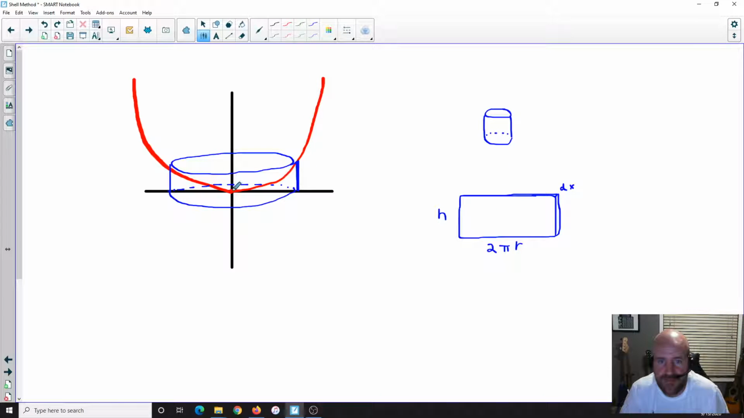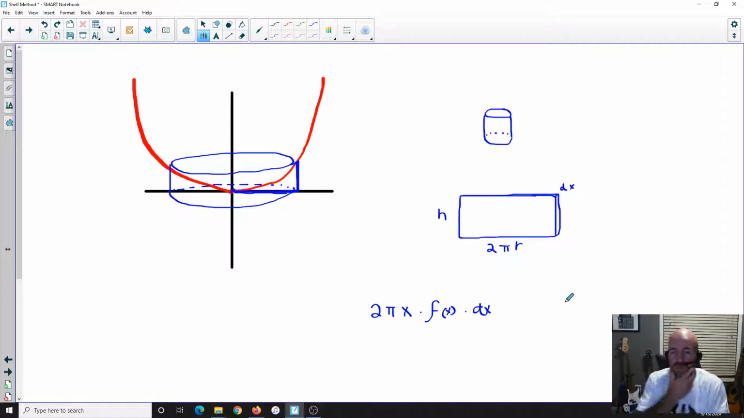So think about what the radius is. From the y-axis out to the edge here, out to that function height, that's going to be an x value. So we can say 2 pi, our radius, like I said, is the x. That's the distance from the y-axis because that's where we're rotating around. And then we have times a height, which we said is a function, f of x. That's the function height. And then volume, length times width times height. So we need a width here, which is our dx.